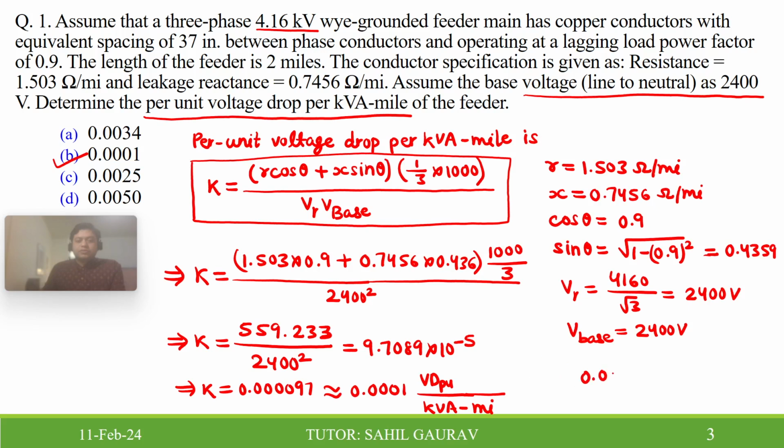So it is coming as 0.001. So this will be the percentage voltage drop per kVA mile. You should just multiply it with 100. Sorry, if you multiply by 100, then it will become 0.01. But here in this problem, it is asked for per unit voltage drop. So B is the correct answer.